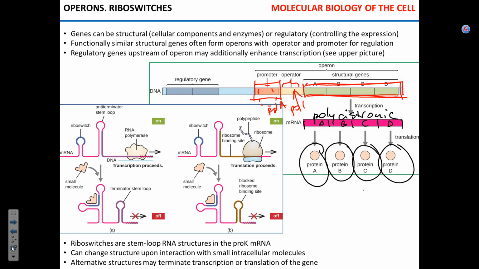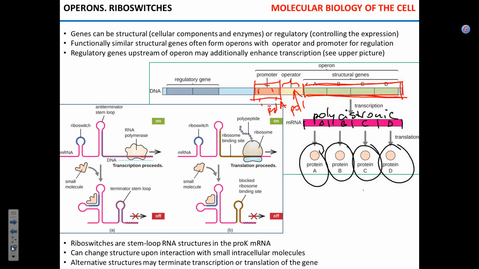Oh, there is a termination sequence at the end of the operon. It's just some kind of signaling sequence that tells RNA, well, pretty much terminal repeats. So RNA polymerase just falls off. Okay? That marks the end of the operon.